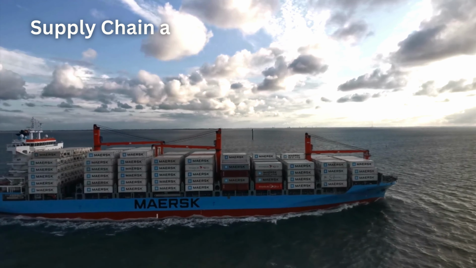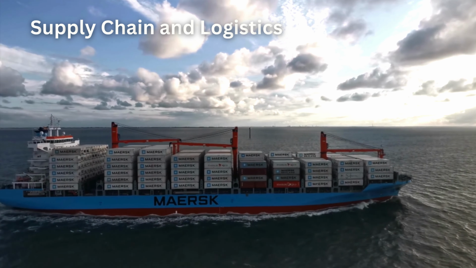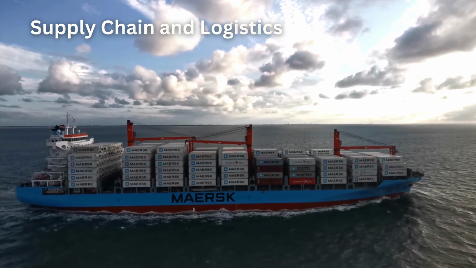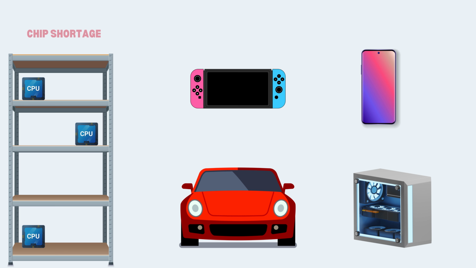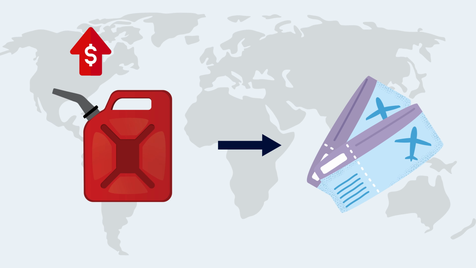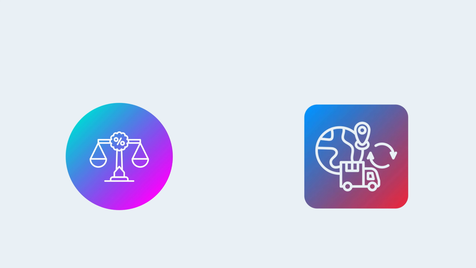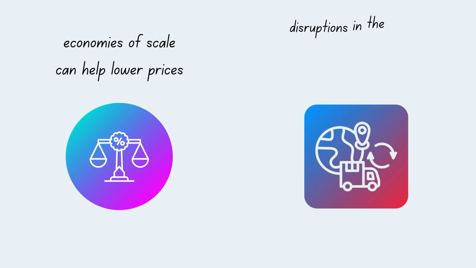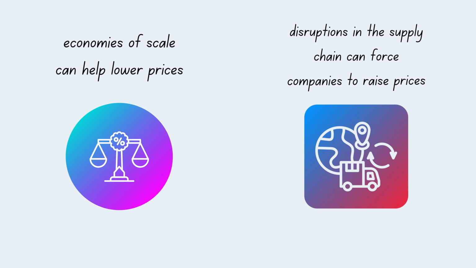External factors like shipping disruptions or material shortages can have a big impact on prices. For example, if there is a chip shortage, tech companies might raise the prices of their electronics even though the manufacturing process hasn't changed. Likewise, if global fuel prices rise, airlines will likely hike up ticket prices to cover the additional cost of fuel. And just as economies of scale help lower prices with increased production, disruptions in a supply chain can force companies to raise them.